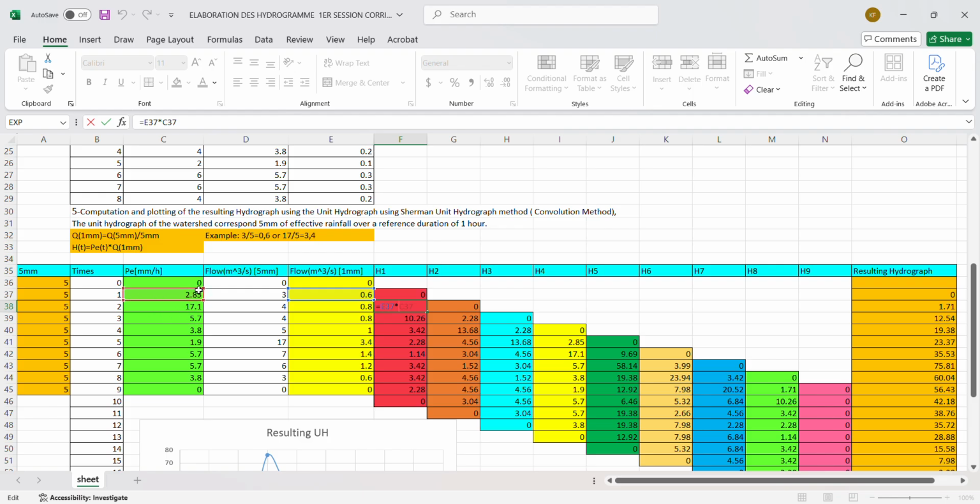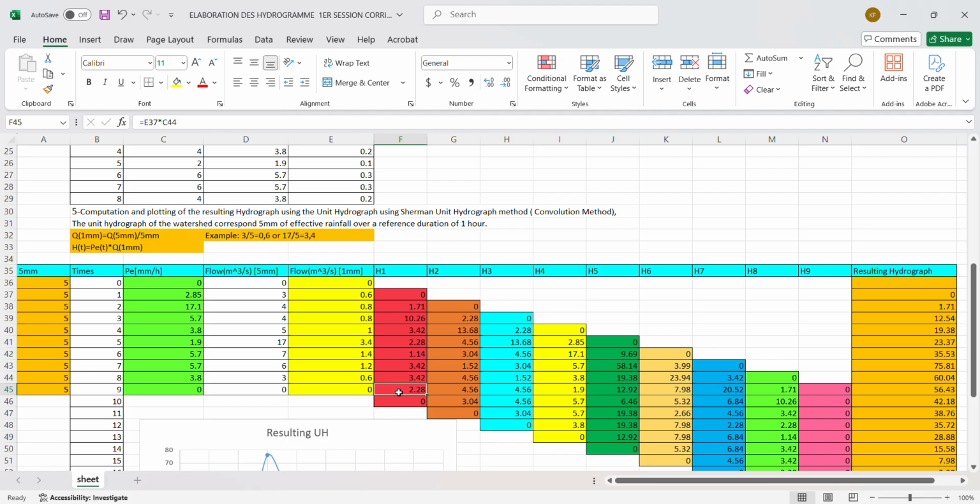Our first hour is 2.85, and we find this value also here. Also the same value. Let me show you here. We see here the blue is our flow rate at 1 hour at 1 millimeter, 0.6 times our effective rainfall, 3.8, and then we got it.